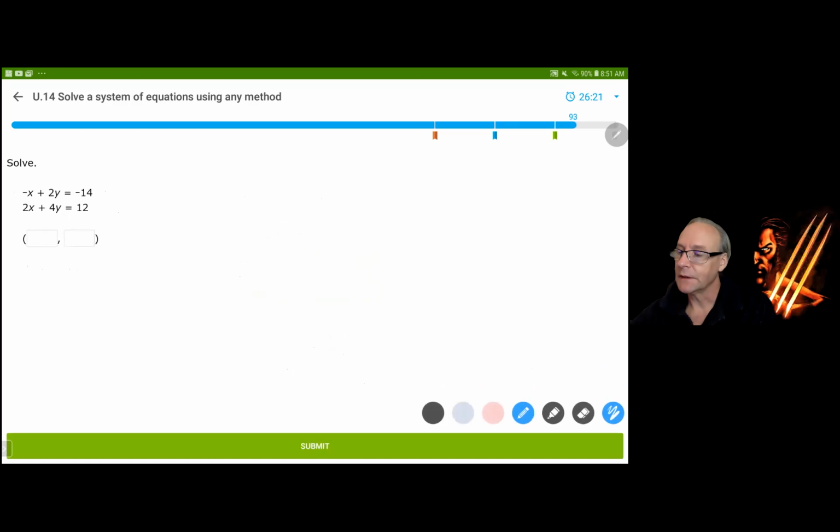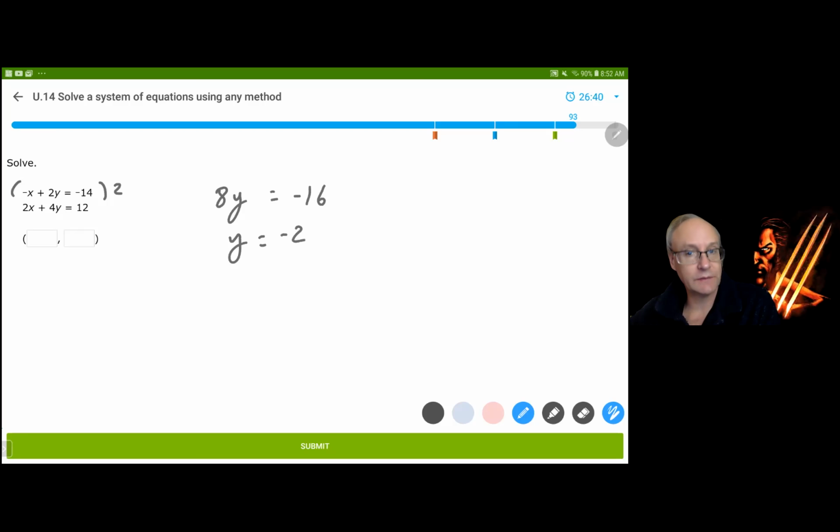Let's see here. In this one, I could multiply the top by 2, couldn't I? And I think you're going to find that that's going to work out really nice. I'm going to get 8y. And the -28 plus the 12 gives me -16. And then I'm going to get y equals -2.